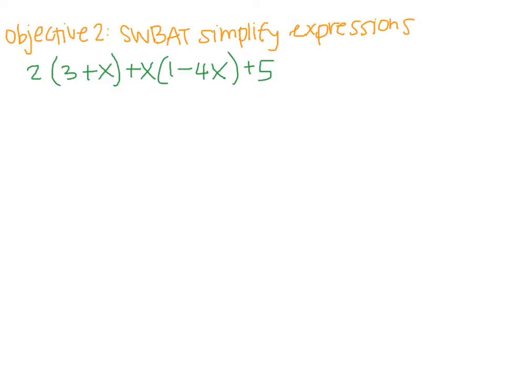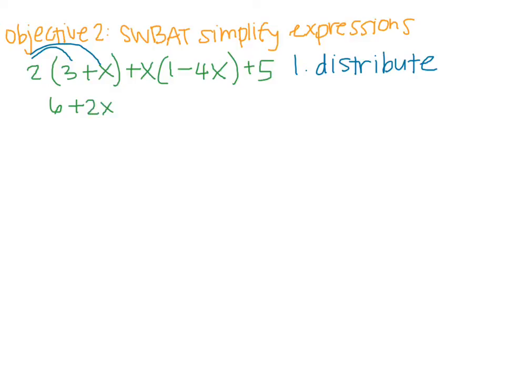So my first step here is going to be to distribute. So let's go ahead and distribute by multiplying 2 times 3 and then 2 times x. Don't forget to multiply to your second term inside the parentheses. So 2 times 3 gives me 6, 2 times x is 2x.